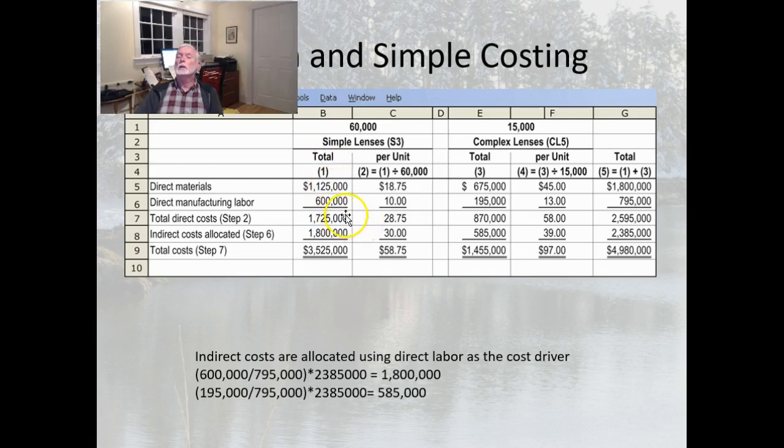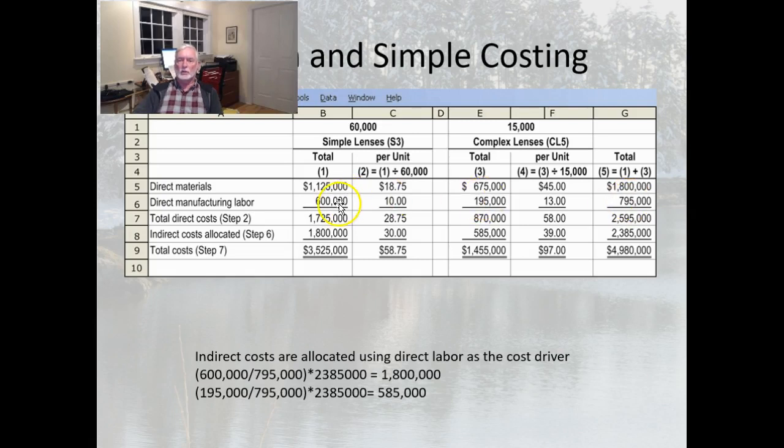We can probably assume that this is pretty accurate. The real problem comes in this almost $2.4 million of indirect costs. How do we allocate the indirect costs to these two different products? In this simple costing system, we're allocating them using the direct labor as the allocation. So direct labor, 600 and 195, 795.